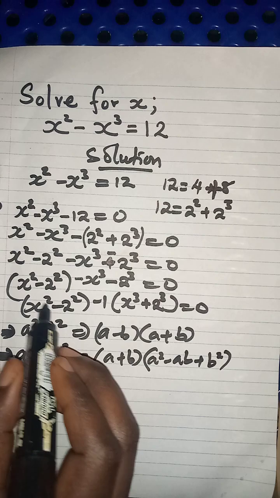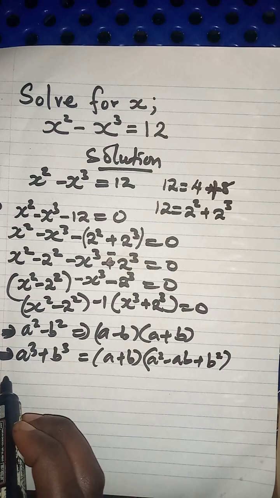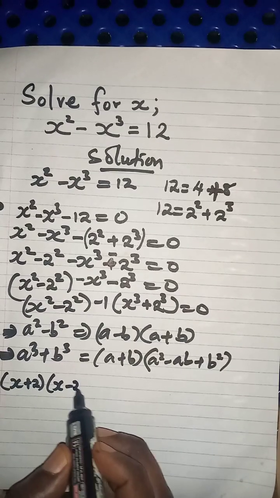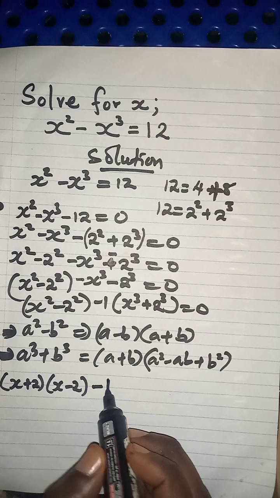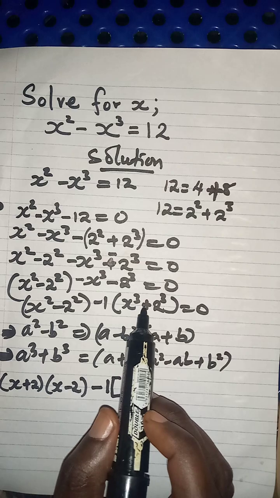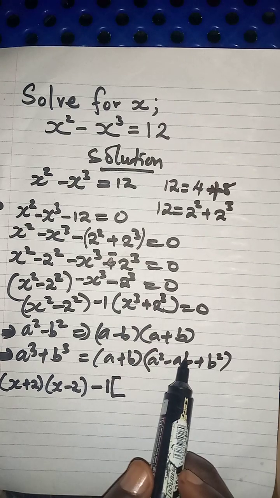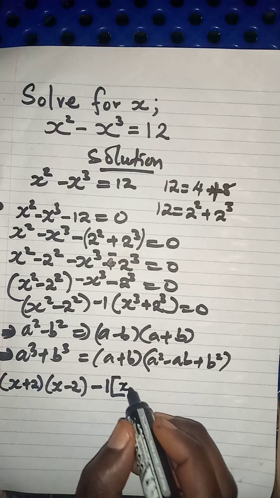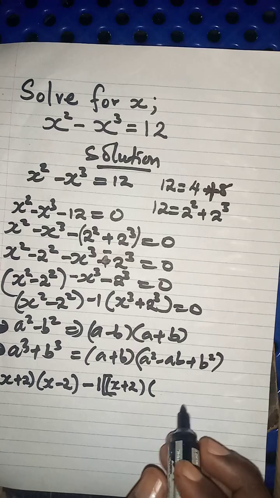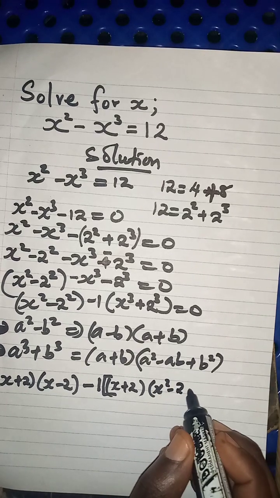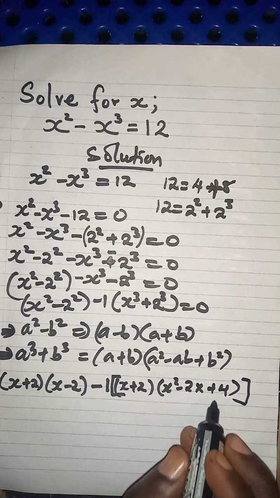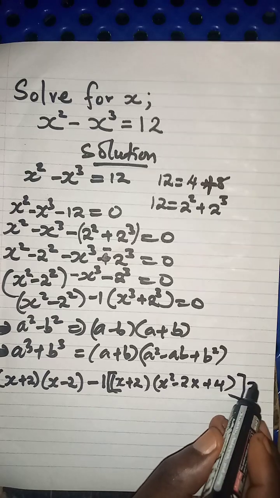When I expand it, at this particular point I'm going to have x plus 2 multiplied by x minus 2, subtract 1, open the bracket where there is x cubed plus 2 cubed. I'm going to expand it in this form, and then I'm going to get x plus 2 multiplied by x squared minus 2x plus 4. So that is the expansion of it. Of course, this is equal to 0.